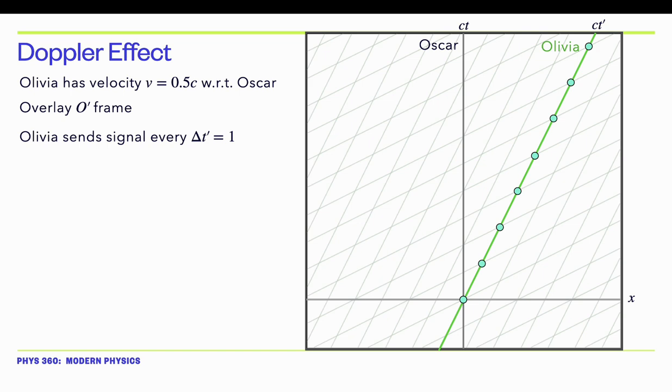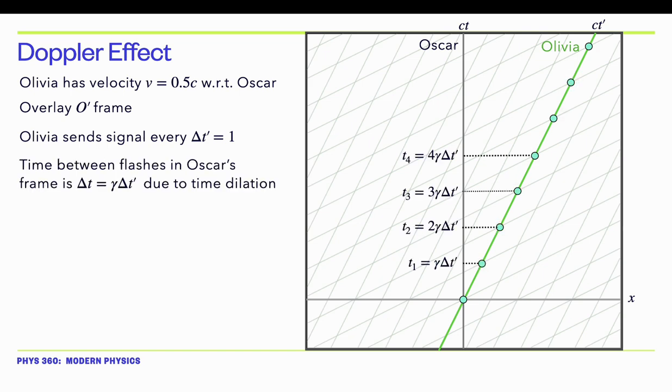So if Olivia sends a signal once a second, then the events where her flasher goes on are just going to be at the integer positions along the ct prime axis. Okay, the time at which the signal is sent, as measured by Oscar, we can just take these events and read straight over onto the ct axis. This is just time dilation. So the delta t, the time that's elapsed on Oscar's clock compared to Olivia's clock, is just given by the time dilation equation. So delta t is going to be 1, and so these delta t's are just going to be gamma, 2 gamma, 3 gamma, and so on.